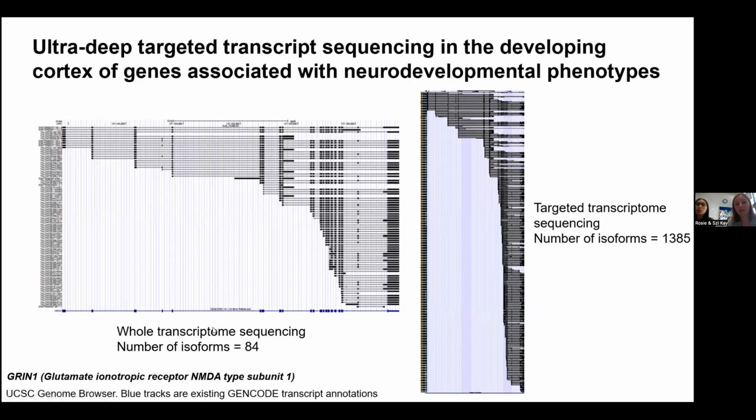So on the left-hand side, we have whole transcriptome sequencing. This is showing the gene GRIN1, which is associated with schizophrenia and autism spectrum disorder. We see 84 isoforms detected. And on the right-hand side, you won't be able to see any detail, I'm afraid. So that's because we see over 1,300 isoforms for our targeted transcriptome sequencing, and this is for the same gene, GRIN1.